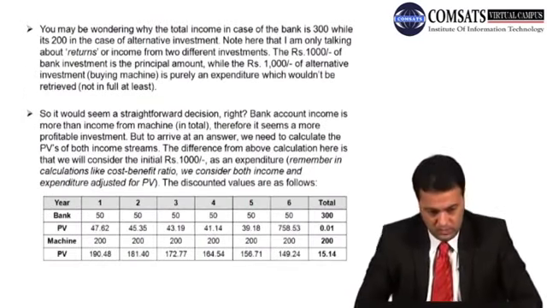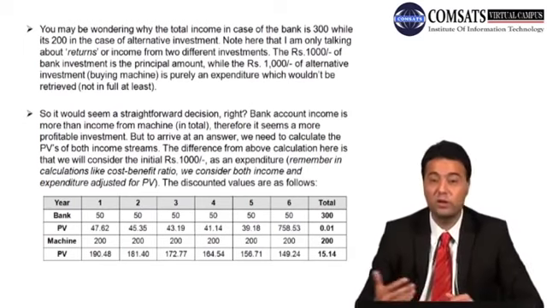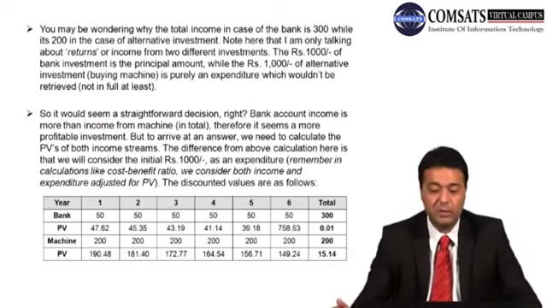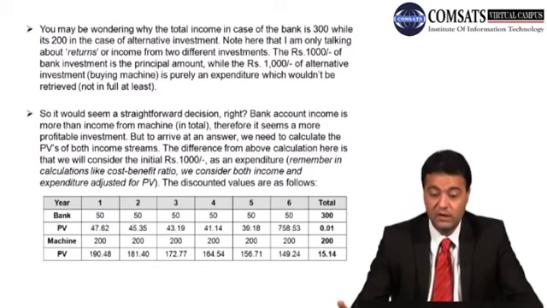The same point, you may be wondering why the total income in case of the bank is 300 while it's 200 in the case of alternative investment. Note here that I am only talking about returns on income on two different investments. The rupees 1000 of bank investment is the principal amount, while the rupees 1000 of alternative investment buying machine is purely an expenditure which wouldn't be retrieved, not in full at least. The same thing that I just said.